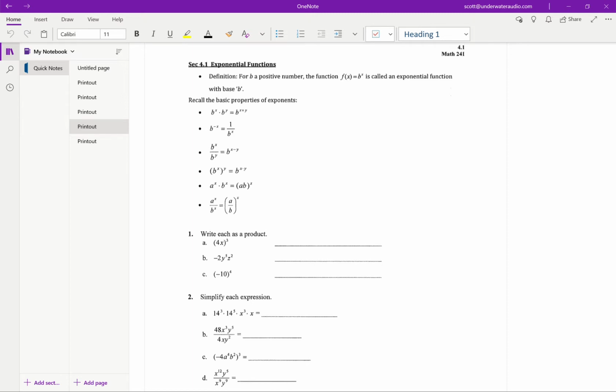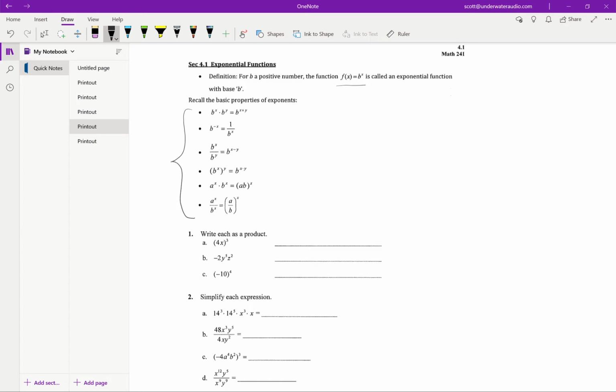But let's get started. Section 4.1 is about exponential functions. It's actually not calculus, this is actually algebra. Just to review a couple things, the function b to the x is called an exponential function, and it's got a base b. Most of these you could pause the video and look through them and make sure you remember them. I'll start with number 1.